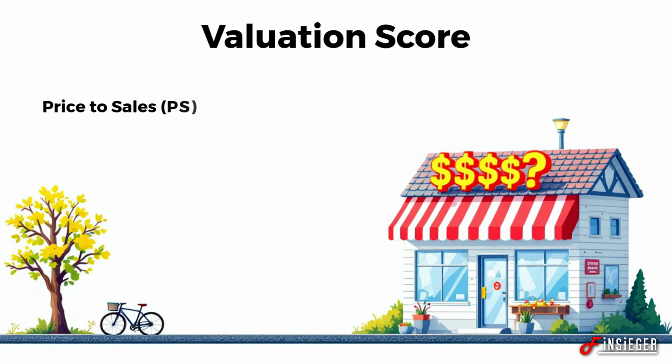Price to sales is a good ratio to find cheaper stocks quickly. Generally cheaper stocks have PS lower than 5. It's calculated as market cap divided by revenue. In our case it is 6.9, which is quite high.